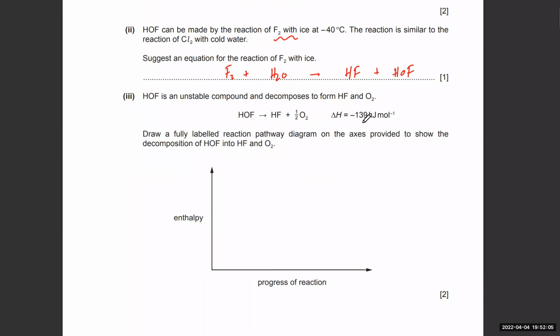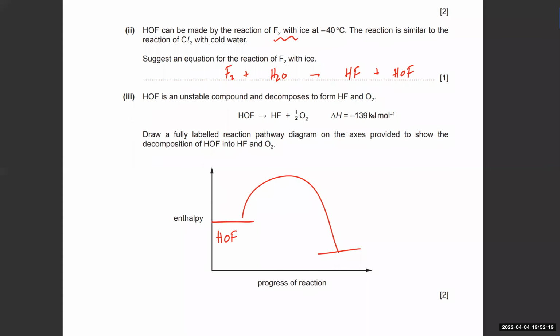Draw a fully labeled reaction pathway diagram on the axis to show the decomposition of HOF. Well, it's an exothermic reaction. So you'll have your reactants, which in this case are HOF. And then you'll have your products at a lower energy, and the product is HF plus half O2. And you're going to label everything. Enthalpy change is delta H. The arrow starts from the reactants and reaches the products. That's your delta H, that's minus 139. And there's going to be activation energy as well, which is the energy that is needed at the start of the reaction. That's EA.